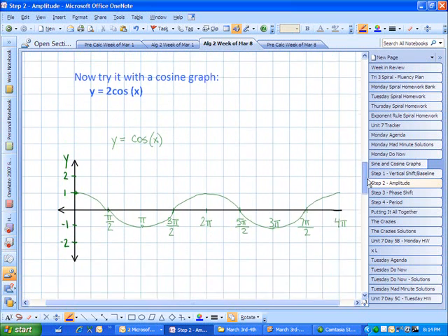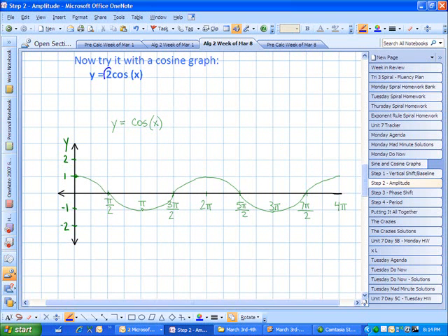Let's try with the cosine graph. You'll notice this time we have an amplitude of 2, but you don't see anything out here. There's no change in the baseline. So we have just plus 0 out there with the baseline. That means our baseline is the normal old baseline, the x-axis. But our amplitude goes up to positive 2 and down to negative 2. So it's just a taller graph.